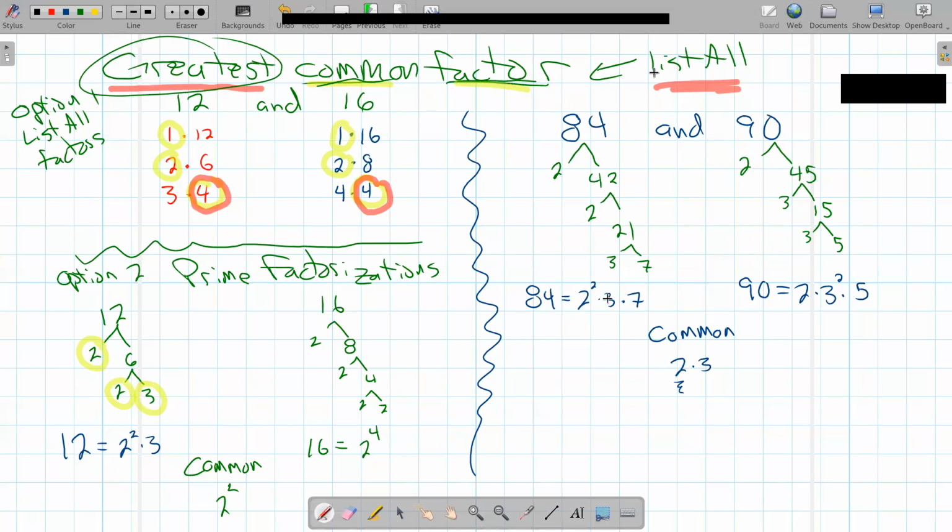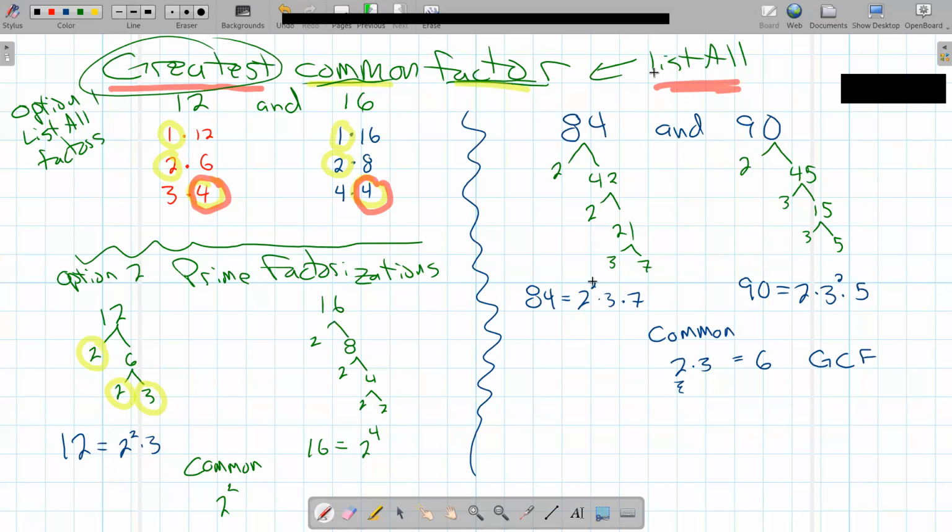For the 3, this one only has 1. So at most, they have one 3 in common. They don't have a 5 in common. They don't have a 7 in common. So at most, for common factors, they have a 2 and a 3. So I claim that 6 is going to be the greatest common factor of these two numbers.